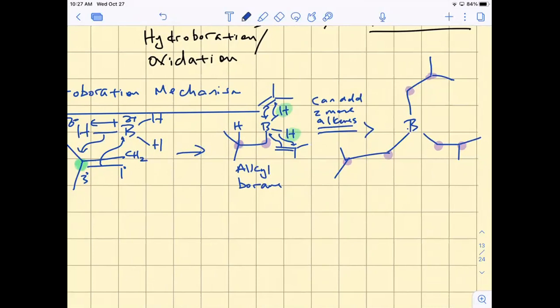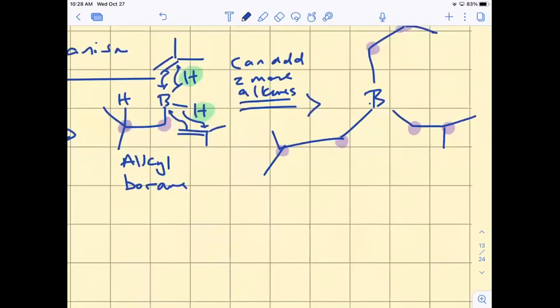Are we okay with that? Is that making sense or no? Yes. All right. And so then it's this alkyl borane. That's all I'm going to get from that first step, right? When I take BH3 and add it to the alkene, this is all I get. That's why I need the second step, which is the addition of hydrogen peroxide and sodium hydroxide.